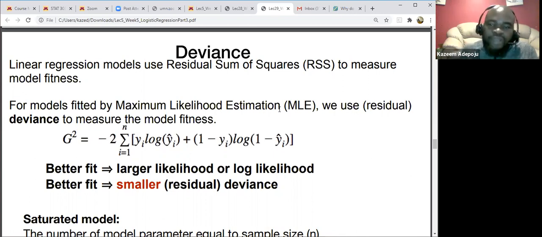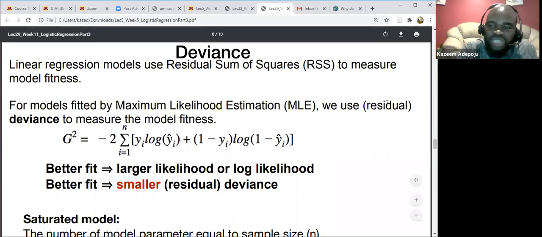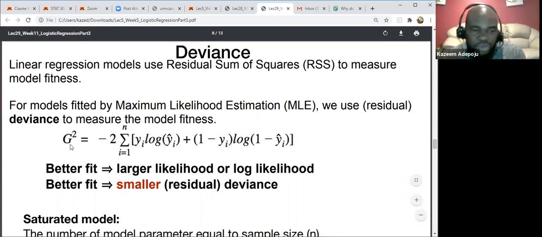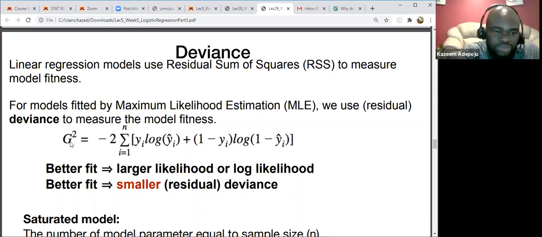Okay, and then of course, if I ask you what we use to measure the fitness of a logistic regression model, I need you to tell me deviance. Okay, the deviance is the same thing as a residual. And how do I compute my deviance? If I want to compute my deviance, it's actually going to be G squared. The symbolic representation of the deviance is G squared.